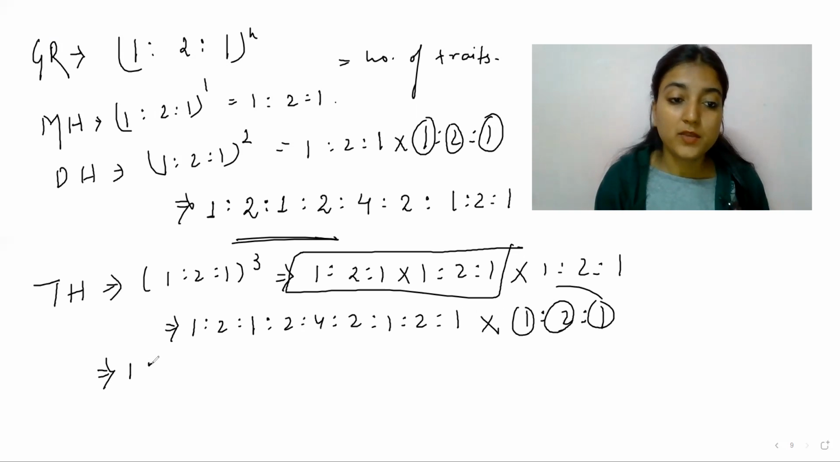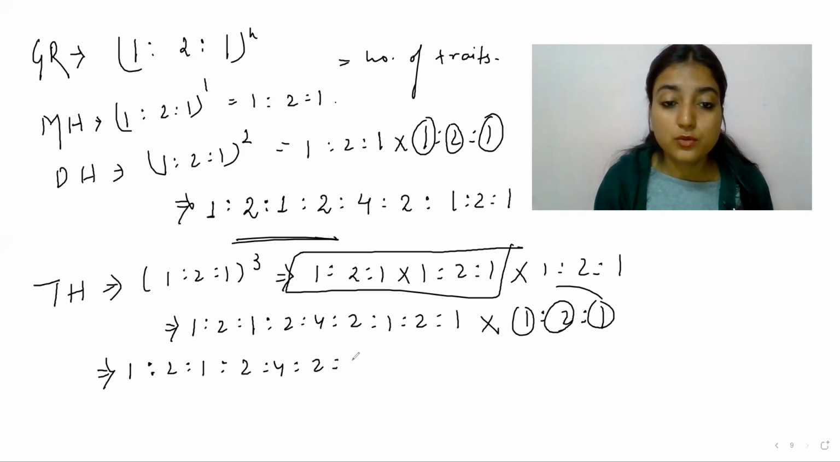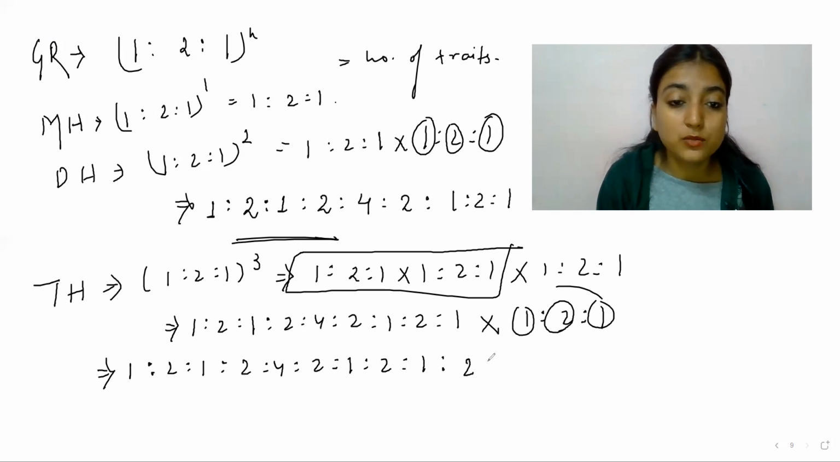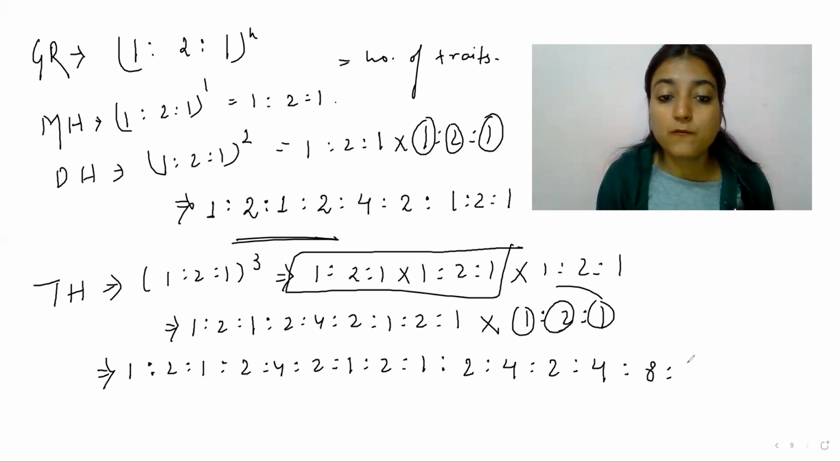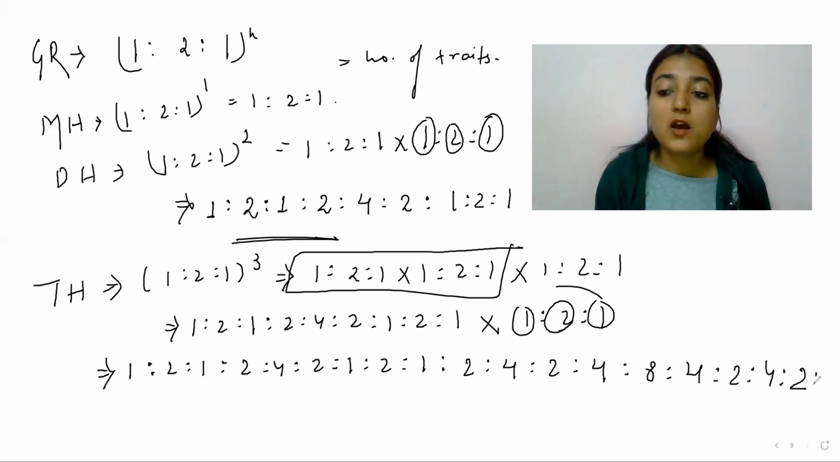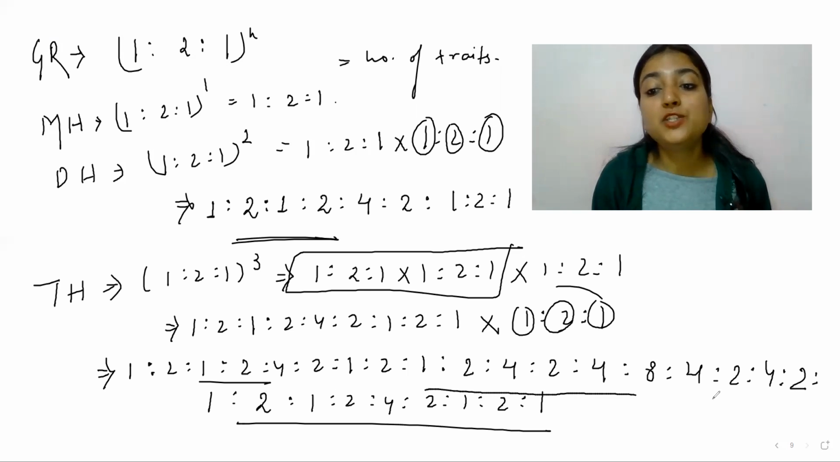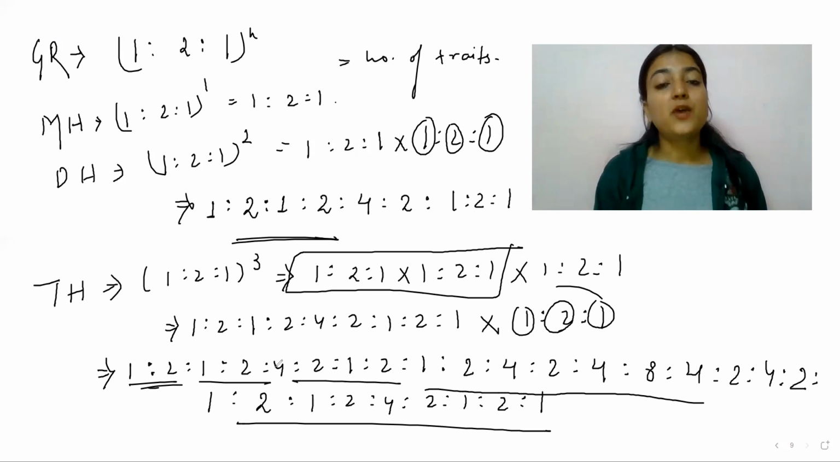When we multiply with 1, all the numbers will be the same: 1:2:1:2:4:2:1:2:1. With 2, 2 ones are 2, 2 twos are 4, 2 ones are 2, 2 twos are 4, 2 fours are 8, 2 twos are 4, 2 ones are 2, 2 twos are 4, and 2 into 1, 2. Now again, 1 will be multiplied with all the numbers: 1:2:1:2:4:2:1:2:1. So this is the genotypic ratio which will be obtained in the trihybrid cross.